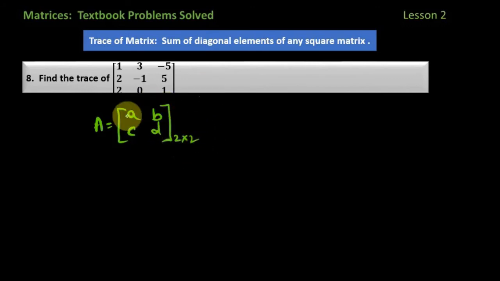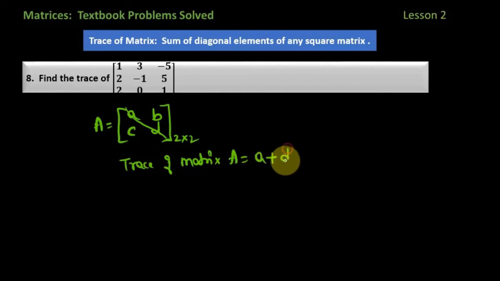So what does trace of matrix mean? Simply if you add these diagonal elements, you will get the trace of the matrix, right? So what is the trace of matrix A? Simply add the principal diagonal values. A plus D is my answer. Okay? Isn't it easy? Yes. Now we will try to solve your textbook problem.